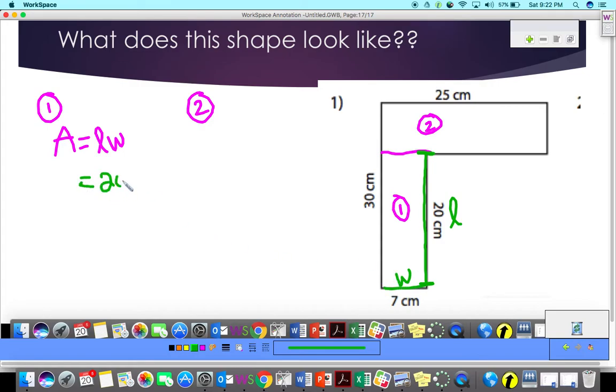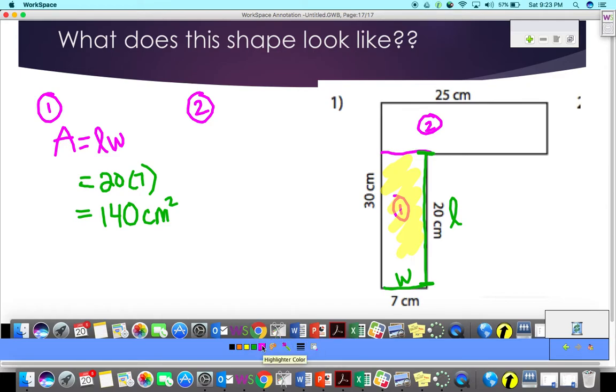So I've got 20 times 7. I know when I multiply something by something with a 0, I can get rid of the 0 and take 2 times 7 and get 14 and add the 0 back on. This is 140 centimeters squared, just for this part of the shape. So I found that part of the area. This part is done.